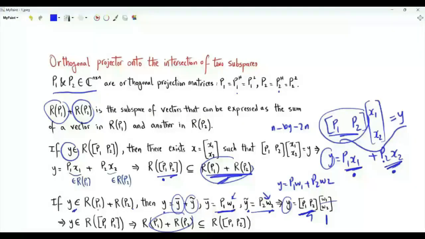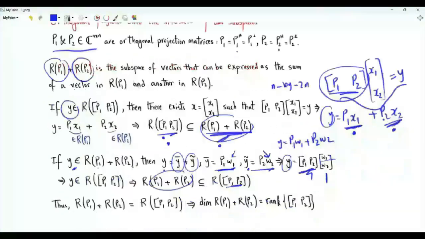This subspace is a subset of the range of this n by 2n matrix. These two subspaces are identical. This implies they have the same dimensionality, so the dimension of this subspace is the dimension of the range of this matrix, which is its rank.